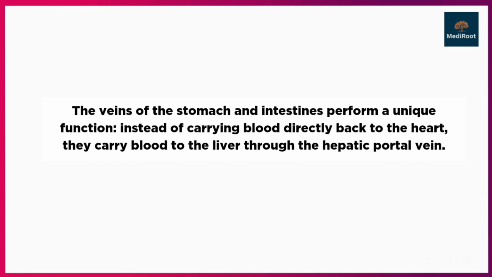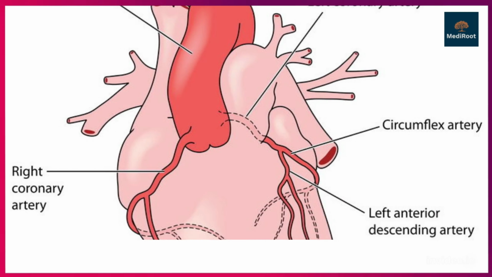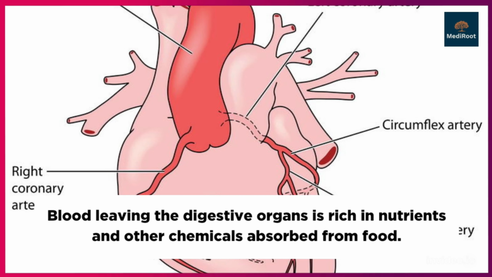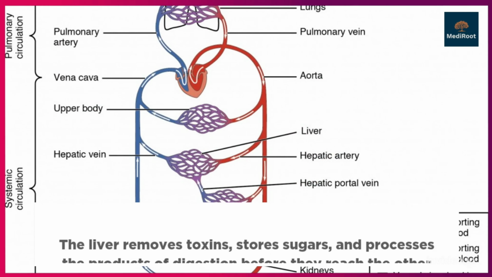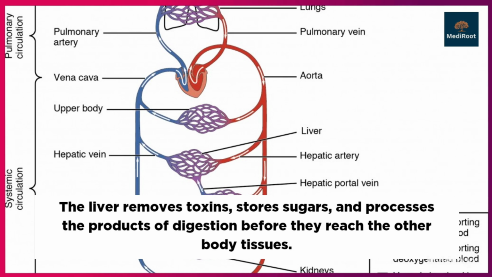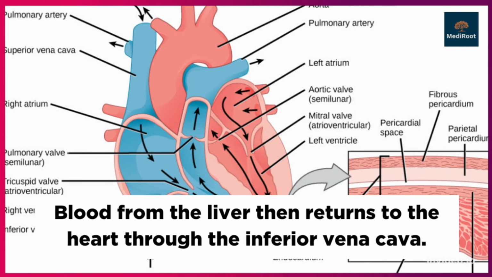Hepatic portal circulation. The veins of the stomach and intestines perform a unique function. Instead of carrying blood directly back to the heart, they carry blood to the liver through the hepatic portal vein. Blood leaving the digestive organs is rich in nutrients and other chemicals absorbed from food. The liver removes toxins, stores sugars, and processes the products of digestion before they reach the other body tissues. Blood from the liver then returns to the heart through the inferior vena cava.